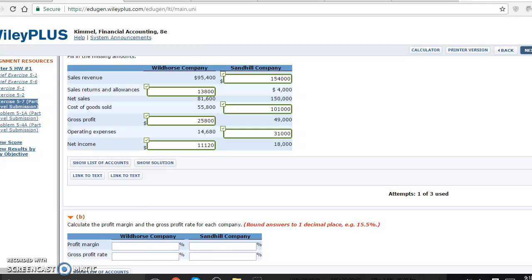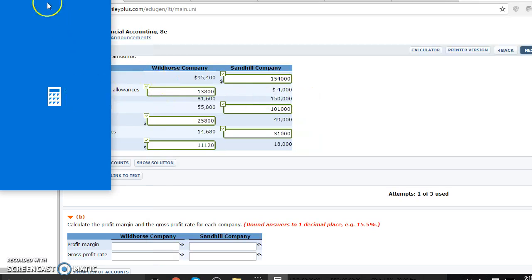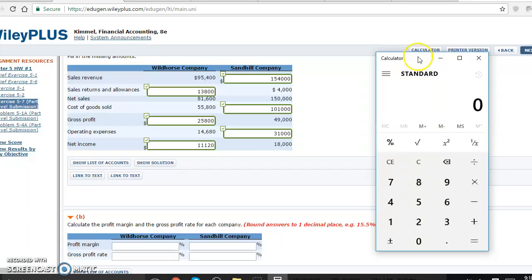To make it more accurate, I think I'm going to use the calculator here so that all of you guys can see the operation. So again, we are doing the profit margin, which is the net income divided by the net sales. The net income is $11,120 for Wild Horse Company. That will be divided by net sales, which in this case is $81,600.